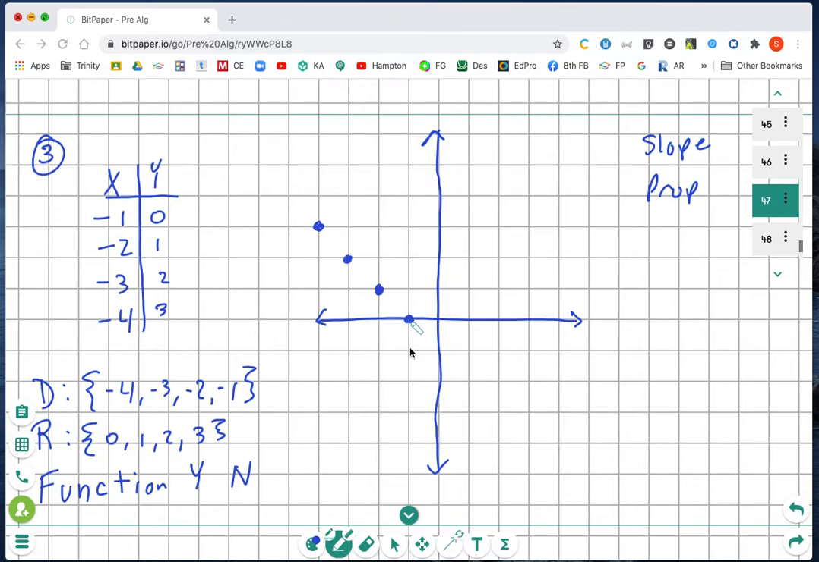We're going to look at the relation and decide if it is a function. So I'm looking at my x's, none of them repeat. So that means yes, it's a function.